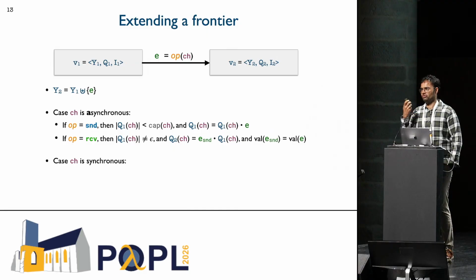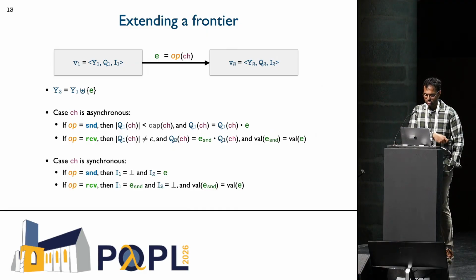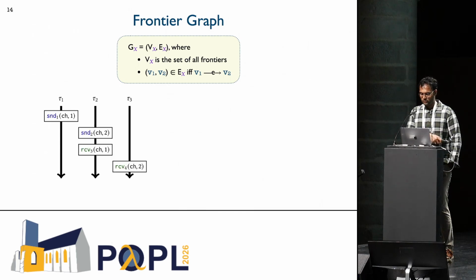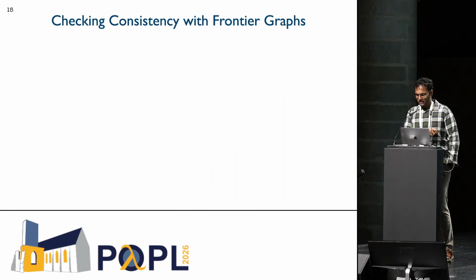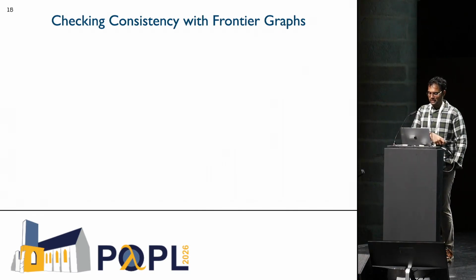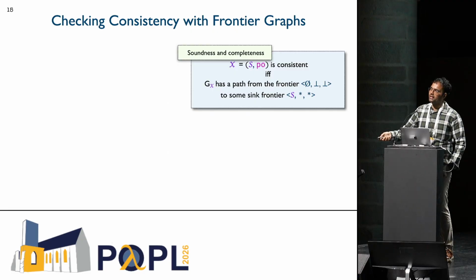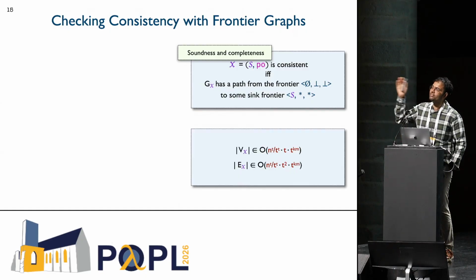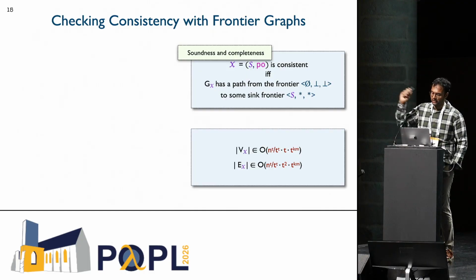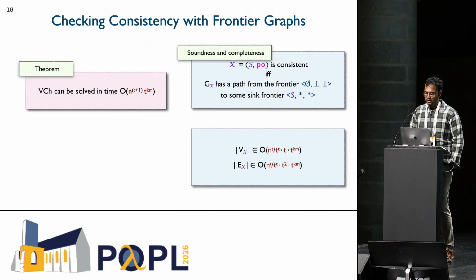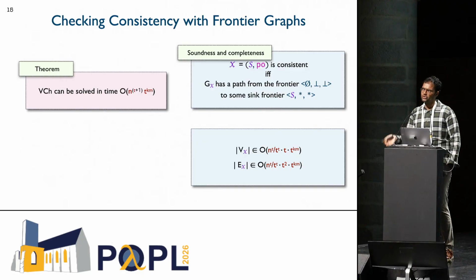And together, we have a graph which is such that if I look at that graph, then every path in that graph by construction is a consistent total order of my partial execution. And in fact, every consistent total order is also a path in that graph. For that reason, the VCH problem can indeed be solved in time proportional to how much time you would take to construct the graph and to also run reachability on this graph.